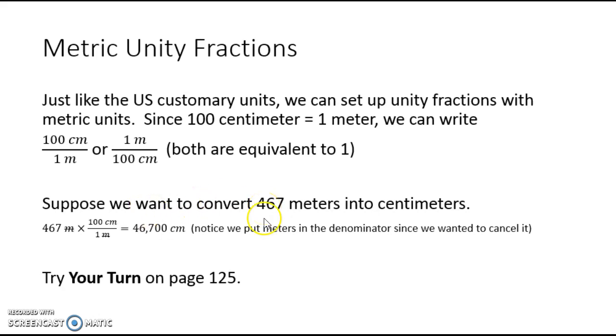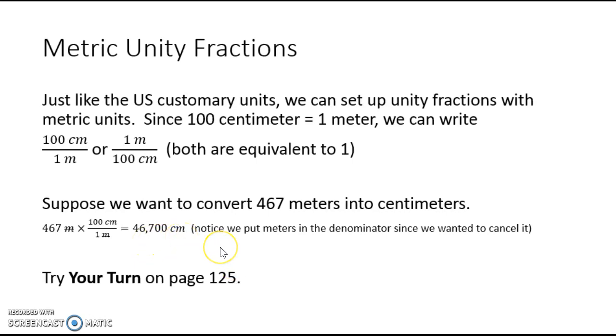But going through the problem here, we can set it up. We can just say 467 meters times, now we're going to use the unity fraction that has the meters on the bottom because we want to cancel out the meters and we want to solve in terms of centimeters. So we do that. That multiplies that 467 times 100. So our answer would be 46,700 centimeters.